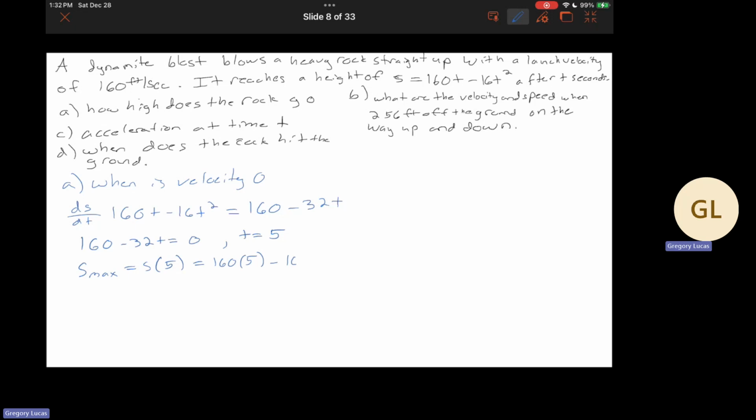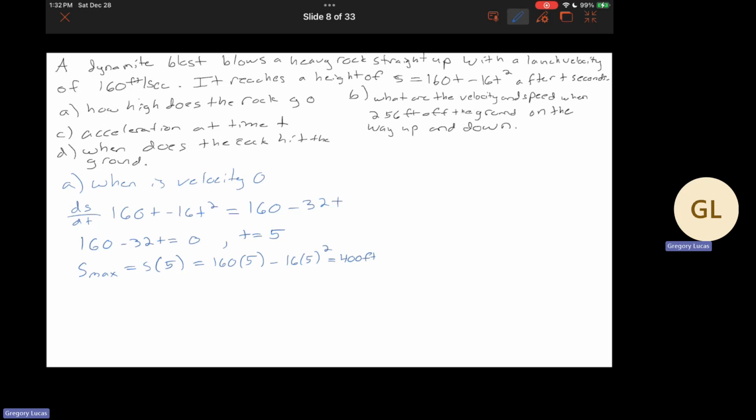So 160 times 5 minus 16 times 5 squared. You can go ahead and plug that in. That should give us 160 times 5 is 800. 16 times 5 squared, so 16 times 25, is 400. So this would be 400 feet. And that would be our displacement.